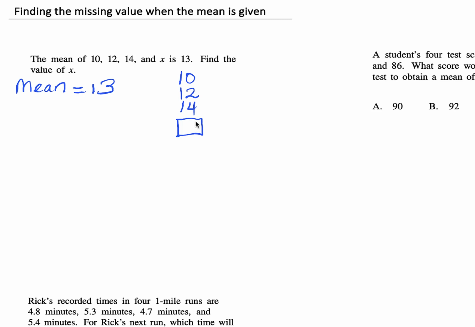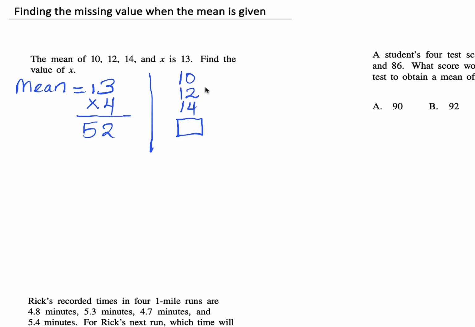Now, I said I'm doing this the arithmetic way, so we're going to be finding totals. Remember, to find the mean, you add everything up and you divide by how many numbers you have added. We're going to add 4 numbers, so to do the reverse here, to find the total, I would multiply this by 4. So our total here would be 52.